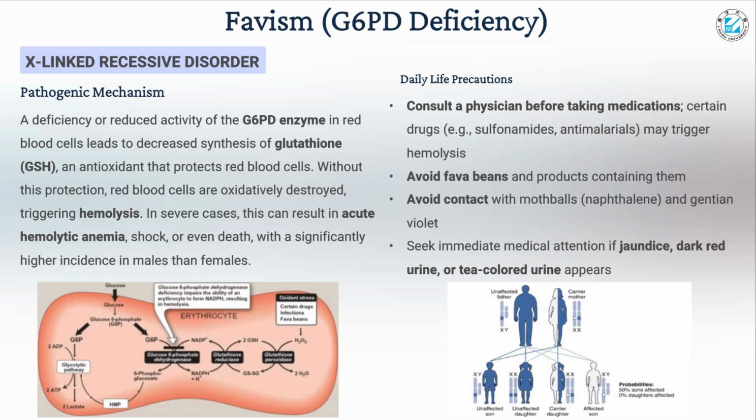Because G6PD deficiency is X-linked recessive, males are more commonly affected than females. Patients should avoid known triggers and seek medical attention if they develop jaundice, dark red urine, tea-colored urine, severe fatigue, or signs of hemolysis. This disease is also clinically important for newborn screening and medication safety.